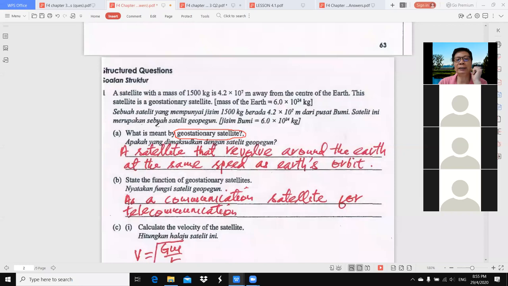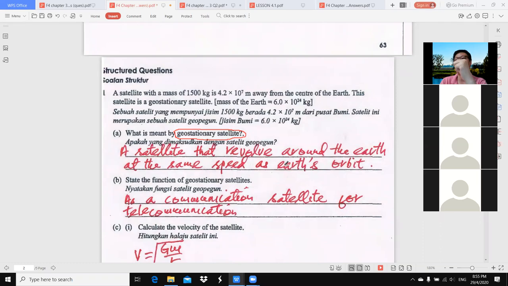Geostationary satellite, okay, let me explain now. A geostationary satellite is a satellite that revolves, meaning rotates, around the Earth at the same speed as the Earth's rotation. Meaning that it's like this now.